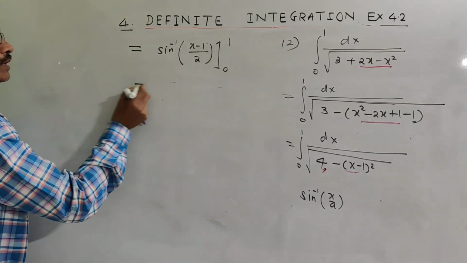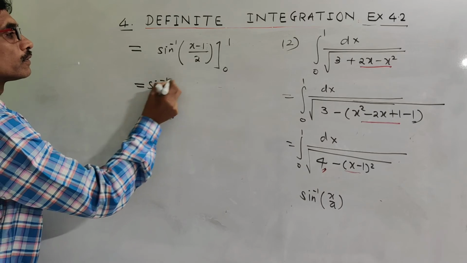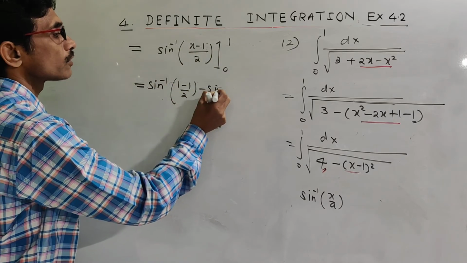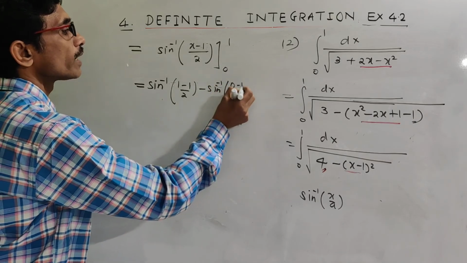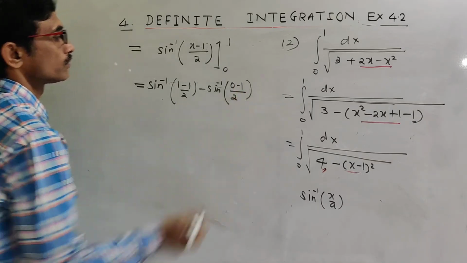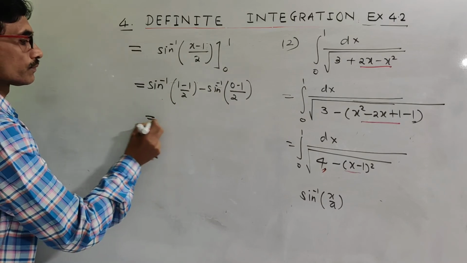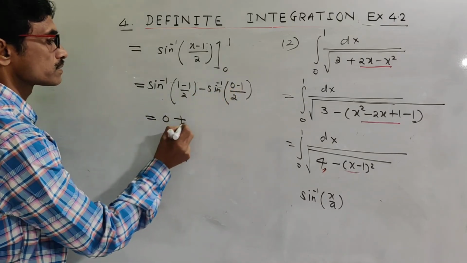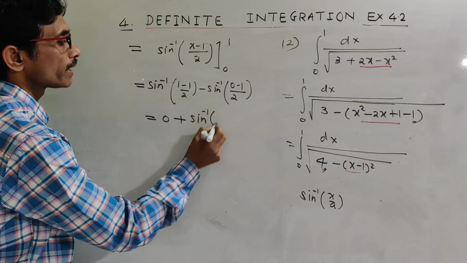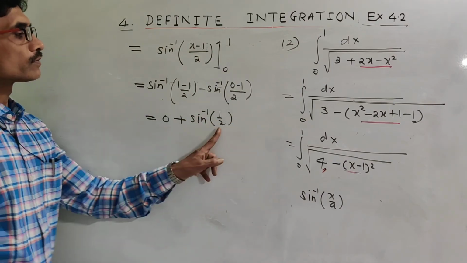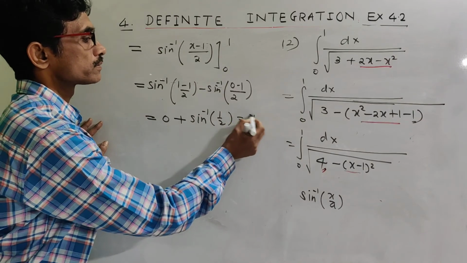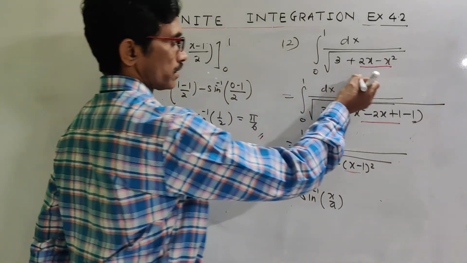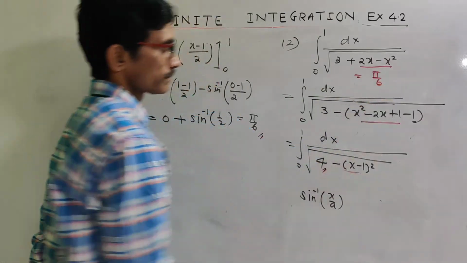Now if we put the upper limit, sine inverse of 1 minus 1 upon 2, minus sine inverse of 0 minus 1 upon 2. The first is 0. Sine inverse of minus, it is plus sine inverse of 1 by 2, and sine inverse of 1 by 2 is pi by 6. Pi by 6 is the answer. Here this integral is pi by 6.